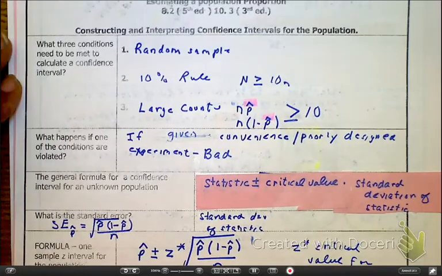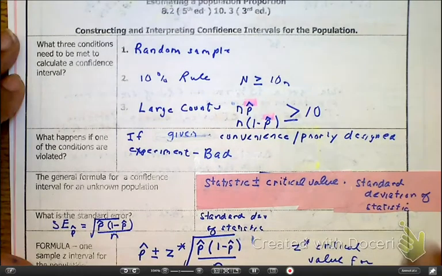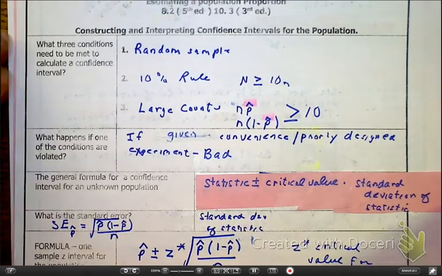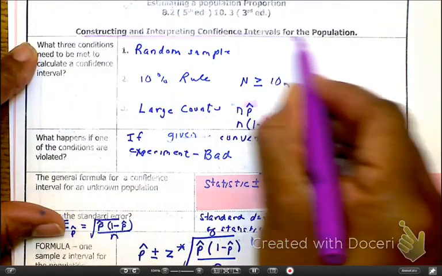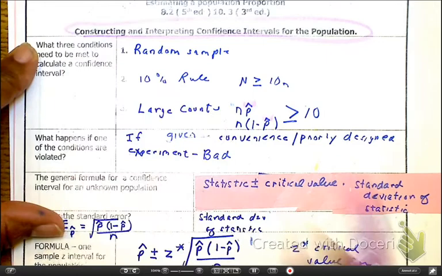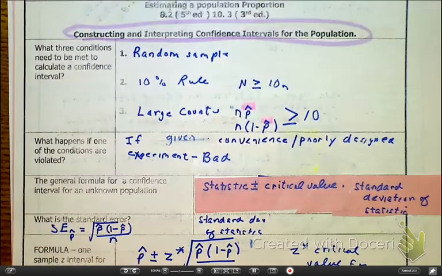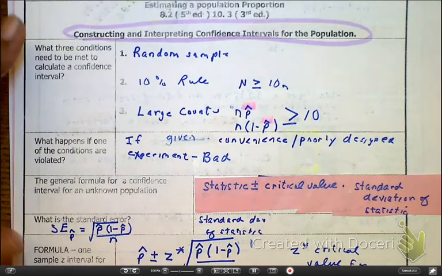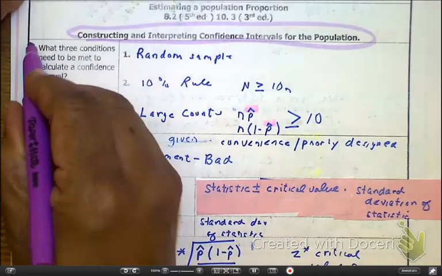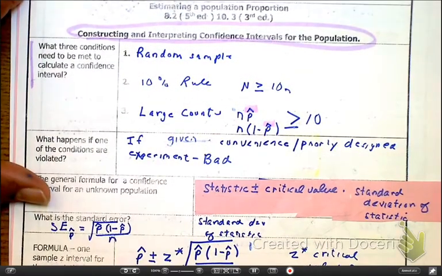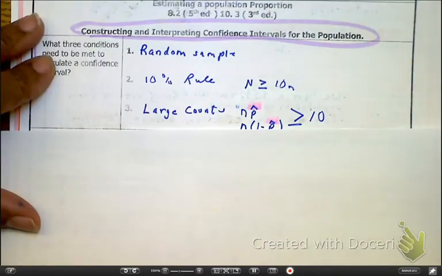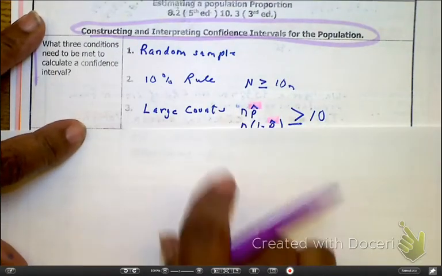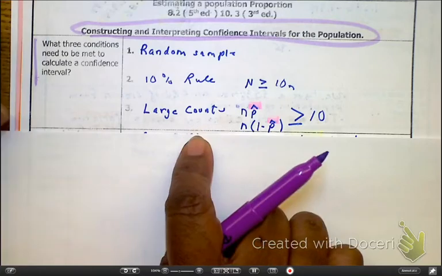So, turn to page 4 of your notes. As we look at constructing and interpreting confidence intervals for the populations, the bottom line is we're given a bunch of samples. And I told you, we've got to always check our conditions and assumptions from now on. Okay, so here: random sample, the 10% rule, and the large count condition.